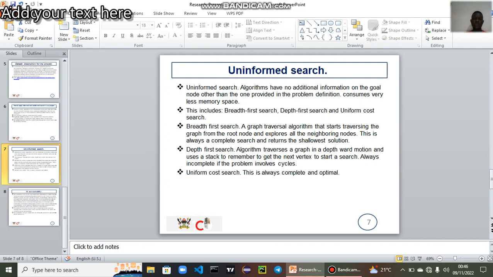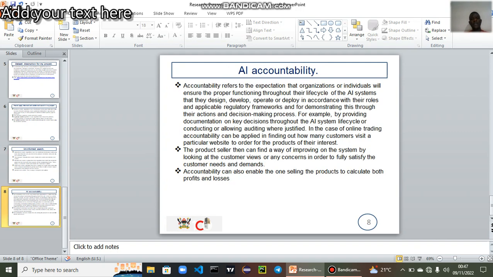Then you also have the depth first search. This one is always incomplete if it involves cycles. That's the only disadvantage with depth first search, but still it can be applied. Then the uniform cost search is always complete and optimal, and this is what anyone could opt for in this kind of search online, because if someone starts to search for any kind of product, you are well conversant and sure that you will get what you're searching for online, other than with the first two.